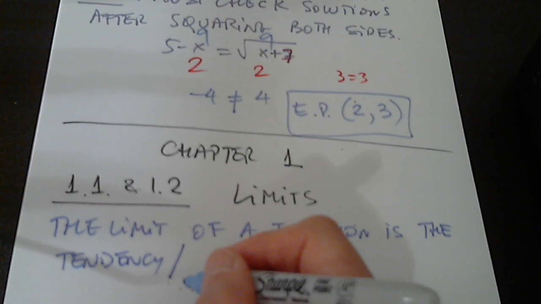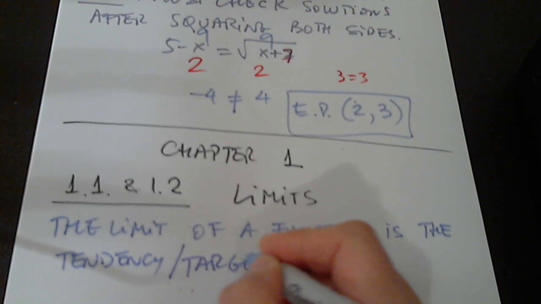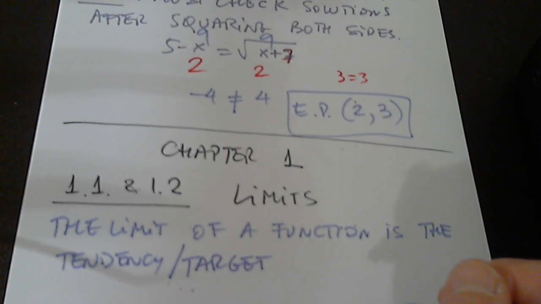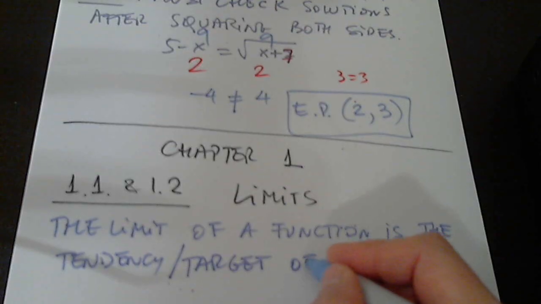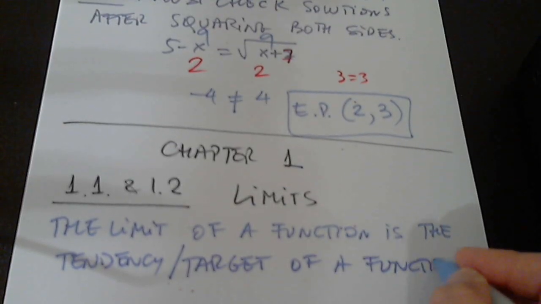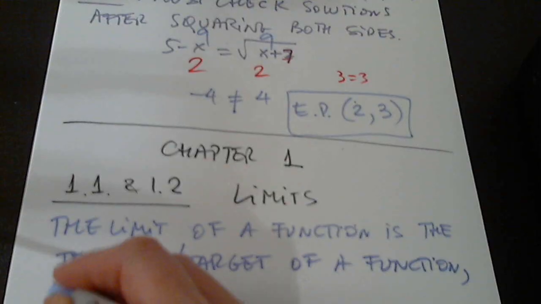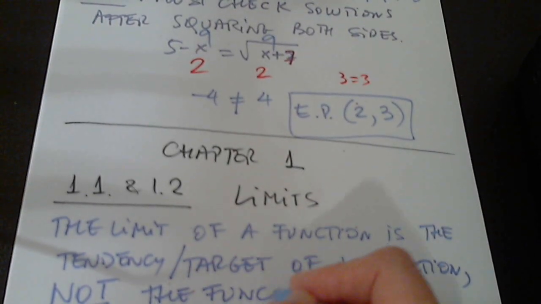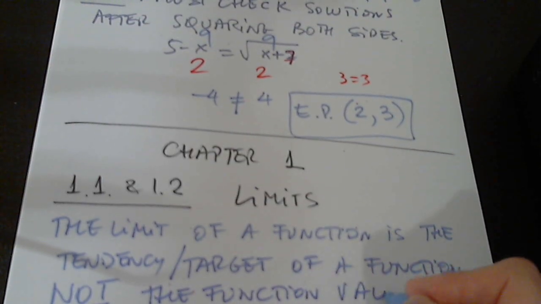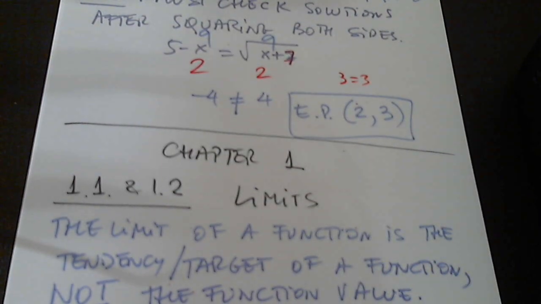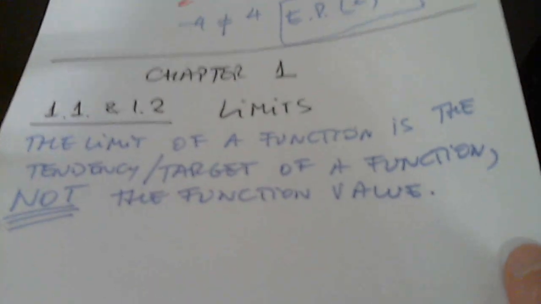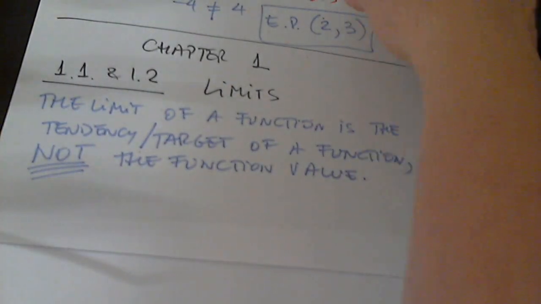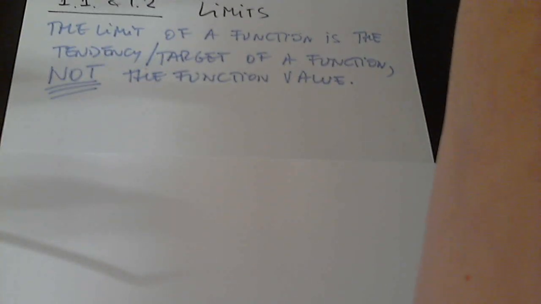What is another word, a good word, for tendency? Target. Inclination, if you want, of a function. Not the function value. So let me give some examples, and then I have some graphs to look at.